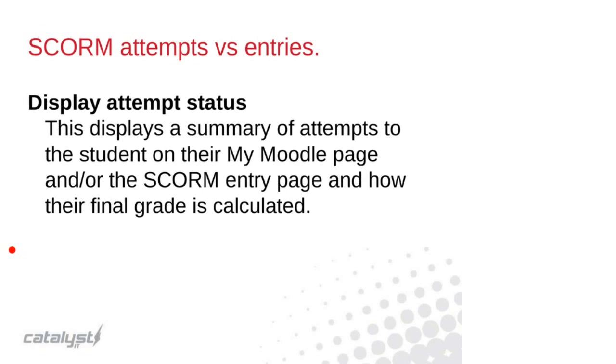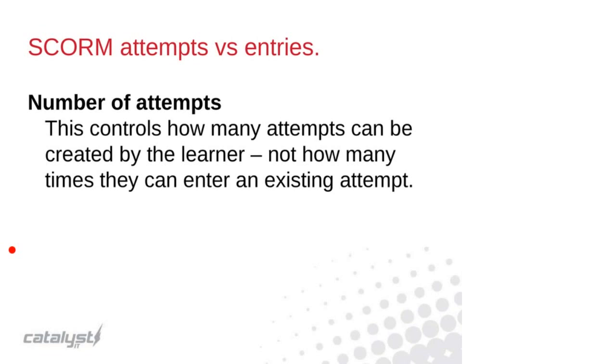The first one is display attempt status. This displays a summary of all of the attempts the student has made, and it displays it on the My Moodle page or the SCORM entry page to the student themselves. And it displays the grade that they've received, and it displays a breakdown of all of the different attempts and how that grade is calculated. So it's quite a nice way of trying to figure out why this particular user has got this particular grade, but it's only available to the actual user logged in.